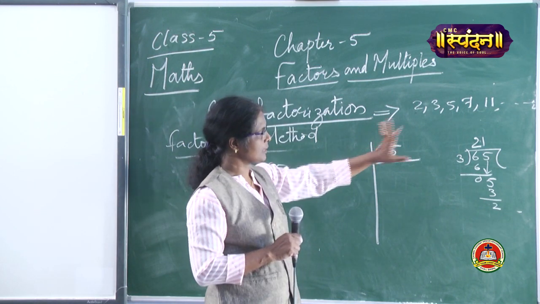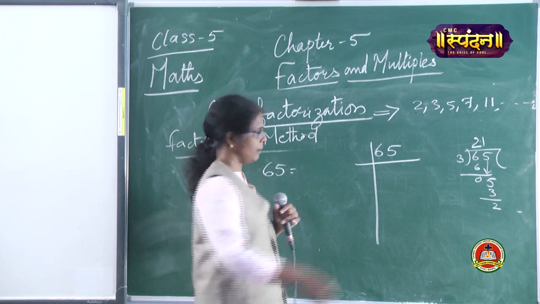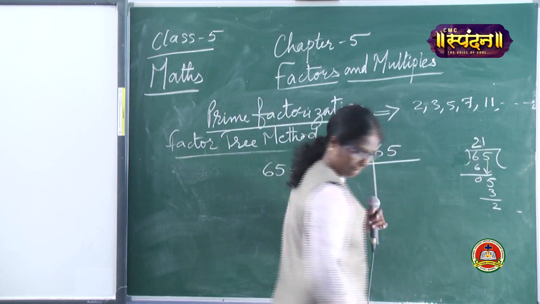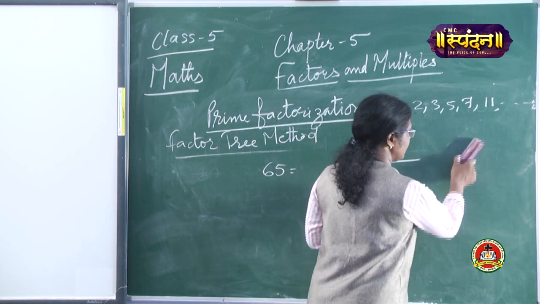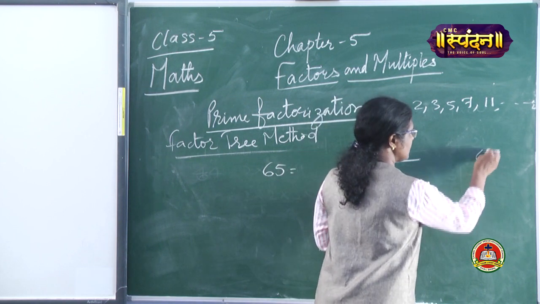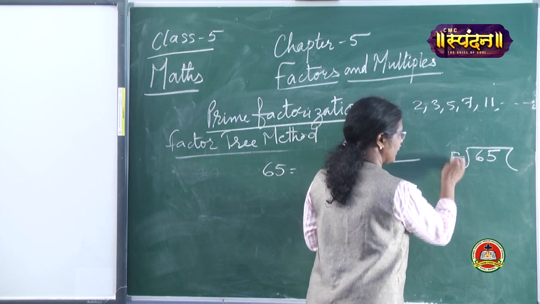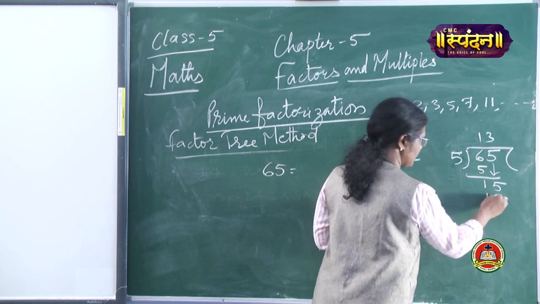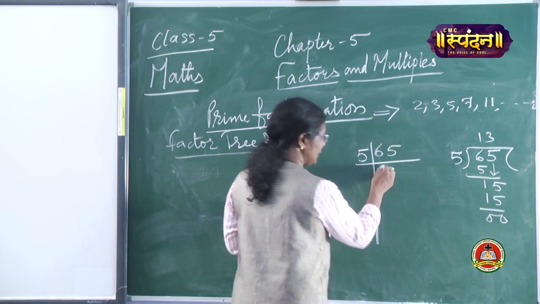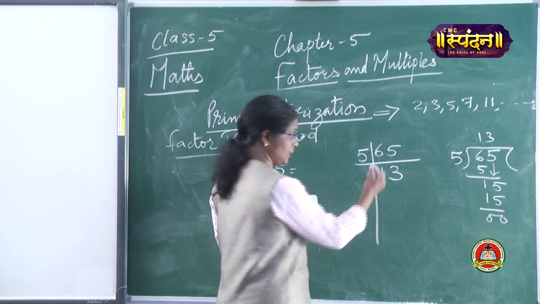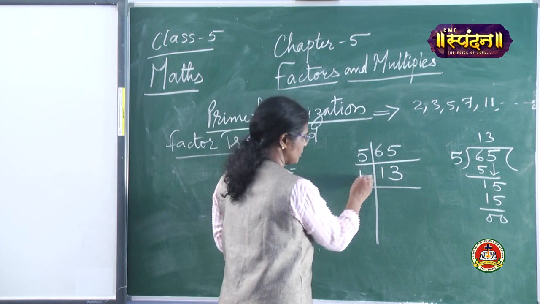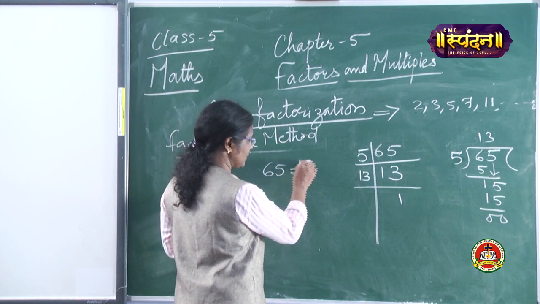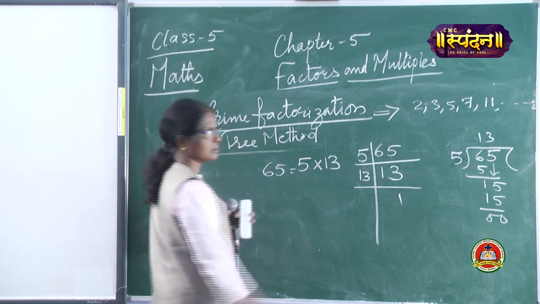The next prime number is 5. Yes, 65 is divisible by 5. We divide 65 by 5. You see what answer you get after dividing 65 by 5. 1 time 5, the remainder is 1, bring down this 5, 3 times 5 is 15, 0, 0. So you get the answer 13. Now 13, you know, is a prime number, so 13 is divisible by 13 only. So here the prime factorization of 65 is 5 into 13.